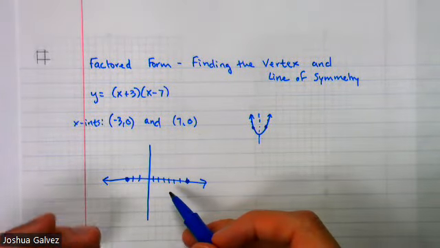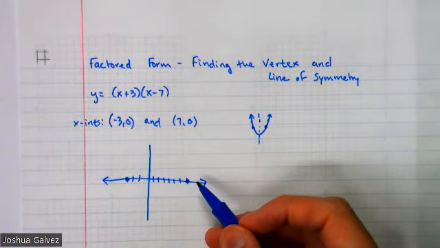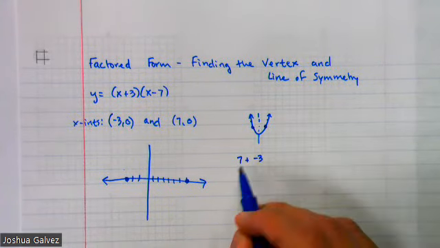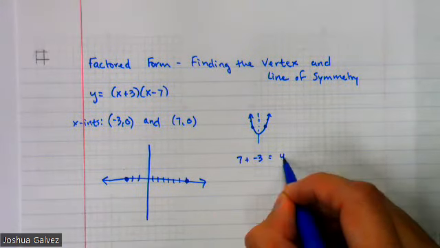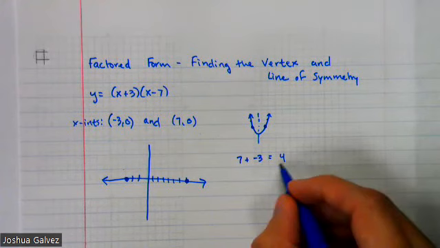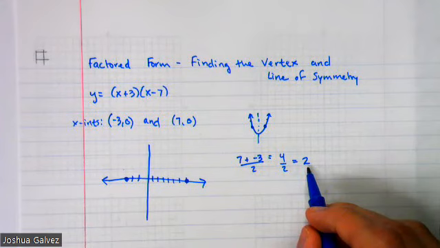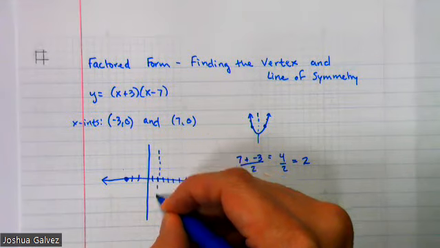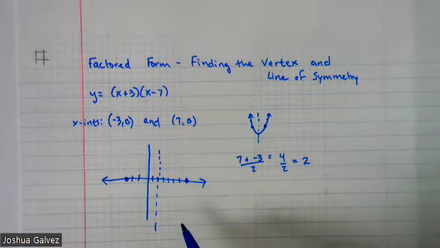To find the center, there's a mathematical technique you can use, very useful for finding the middle of any two numbers. You add together the two numbers that you're trying to find the middle of. So 7 and -3, we add those together, and that gives us 4. Then we divide by 2. So add together, divide by 2, and we get 2. So we know that the middle between 7 and -3 is 2. And so here's the middle between these two points. This dashed line represents our line of symmetry.